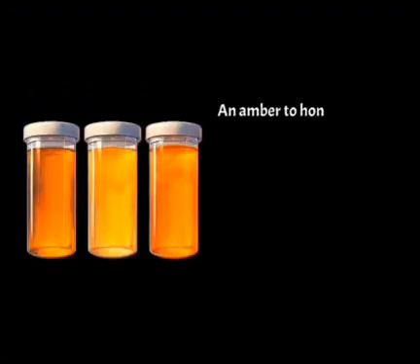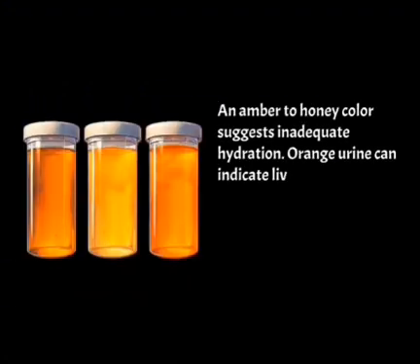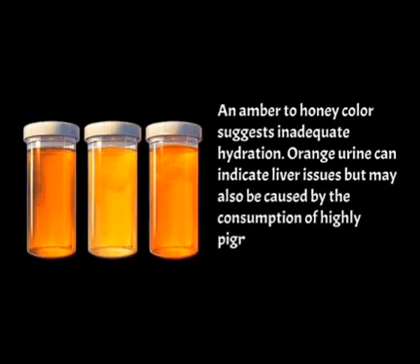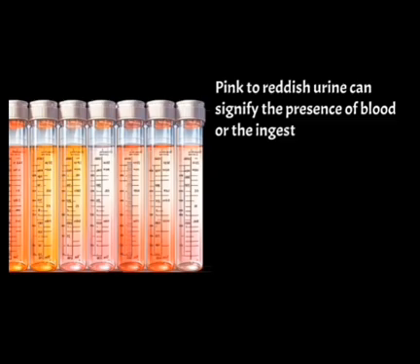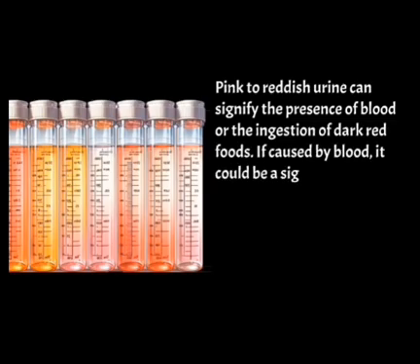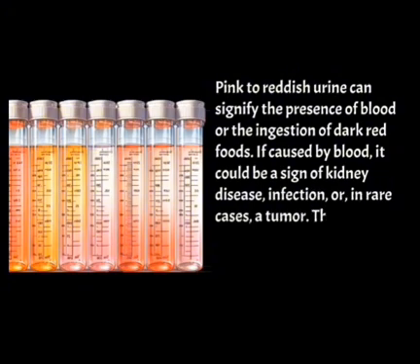An amber to honey color suggests inadequate hydration. Orange urine can indicate liver issues but may also be caused by the consumption of highly pigmented foods, which is usually harmless. Pink to reddish urine can signify the presence of blood or the ingestion of dark red foods. If caused by blood, it could be a sign of kidney disease, infection, or, in rare cases, a tumor.